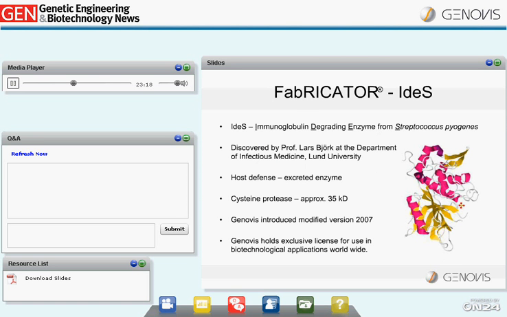Fabricator is a cysteine protease belonging to the same family as papain. However, it is much different from other known cysteine proteases in that it's highly specific for IgGs. And to date, there are no other known substrates besides IgG for this enzyme. Genovis introduced a recombinantly modified version of this enzyme back in 2007. And Genovis also holds the exclusive license for use in biotech applications.